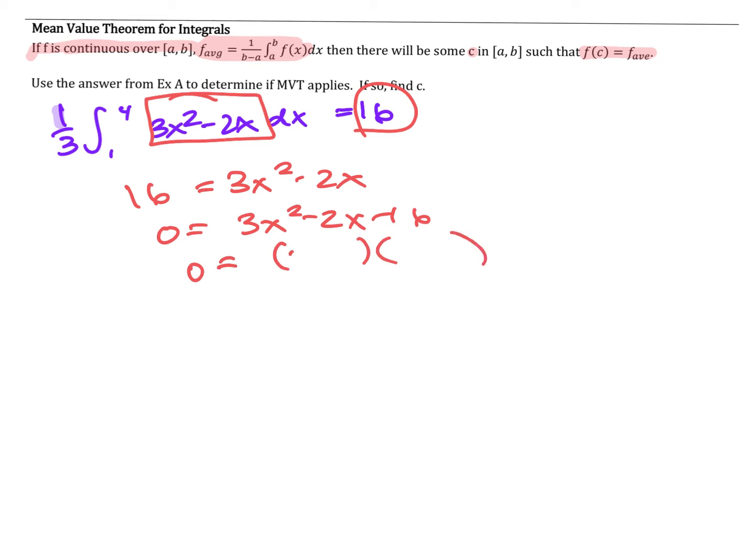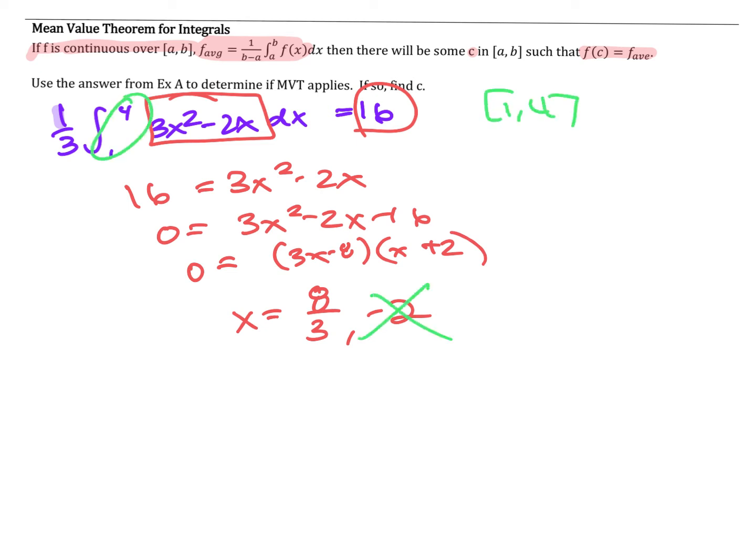This looks like it's going to factor. 3x squared is 3x times x. 16 is 2 and 8. That's -8, +6. That works out. So this gives me two x values that would make this true, 8 over 3 and -2. Now we only care about the interval from 1 to 4, since that's what we were considering before, which means this answer doesn't make any sense in context to this problem. So c equals 8/3 is the value within the interval that verifies that the mean value theorem is true.